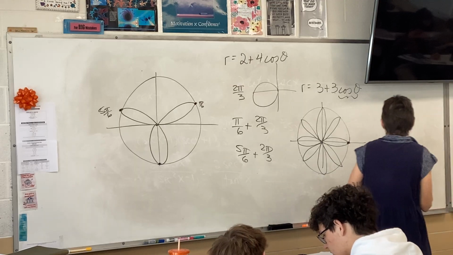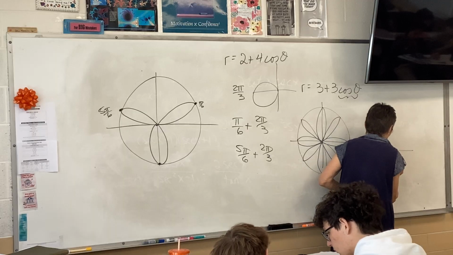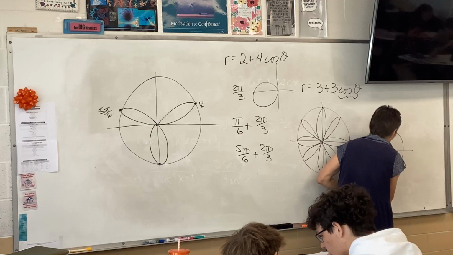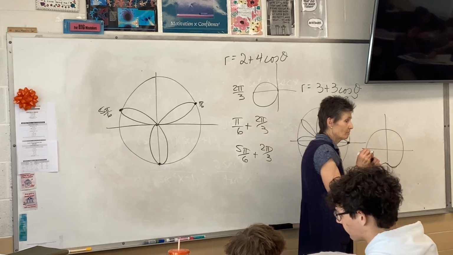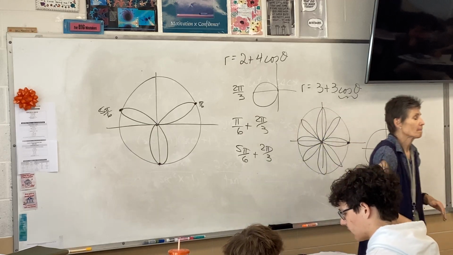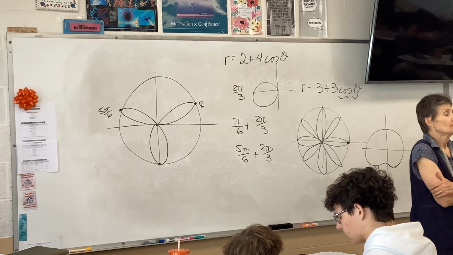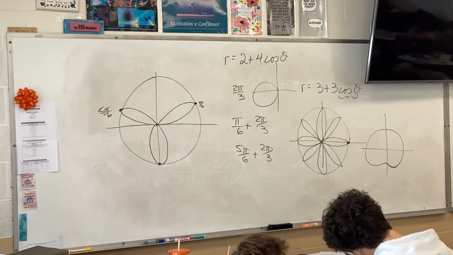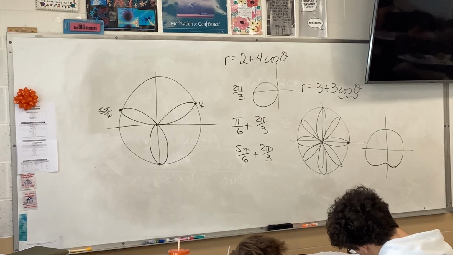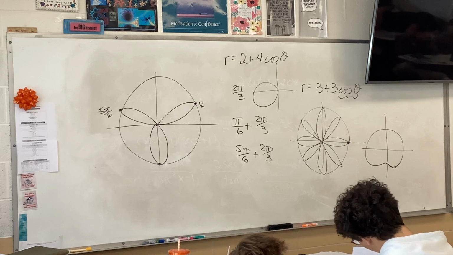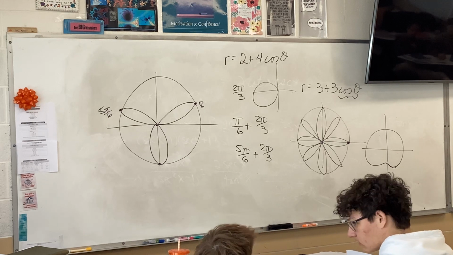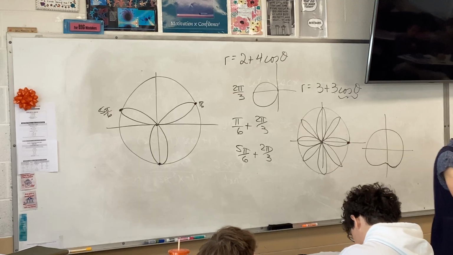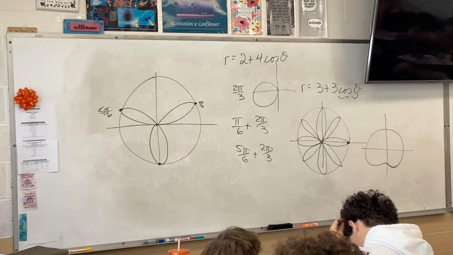Alright, so did everybody get something that looked like, I'm a terrible drawer, but did you get something that looked like that? For number 1? Okay. How about the second one? Let's talk about it just in general. It's a limaçon. It's gonna be oriented on the horizontal. And is it gonna have a loop? No, it's a cardioid, so its indentation is gonna be at the origin.